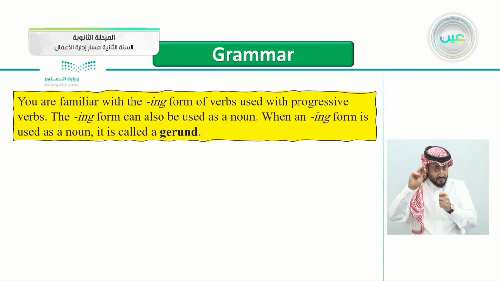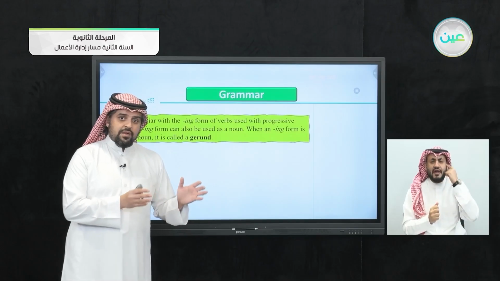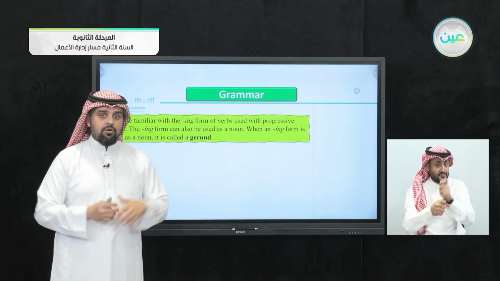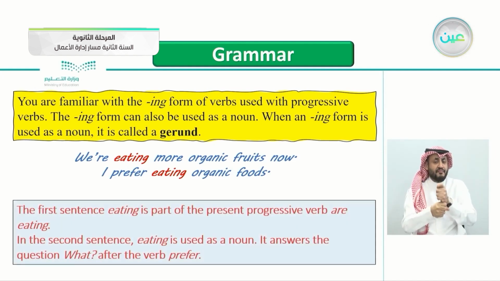The ing form can also be used as a noun. When an ing form is used as a noun, we call it a gerund. So again, what is a gerund? It is an ing form of the verb that acts as a noun. For example, here: we're eating more organic fruits now. And the second example: I prefer eating organic foods.